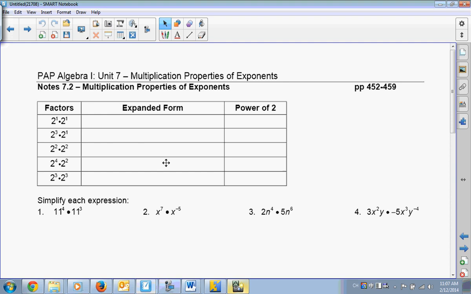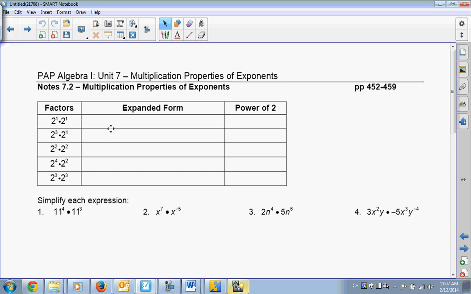Okay, so today we're going to work on multiplication properties of exponents, which is different from what we did yesterday. So again, if you can follow the rules, you're going to do okay. And your rules are all on the foldable that we're making right now. So before we do anything on our foldable, we're going to work on this really fast.